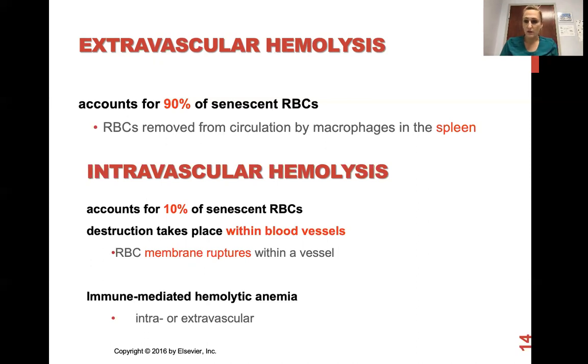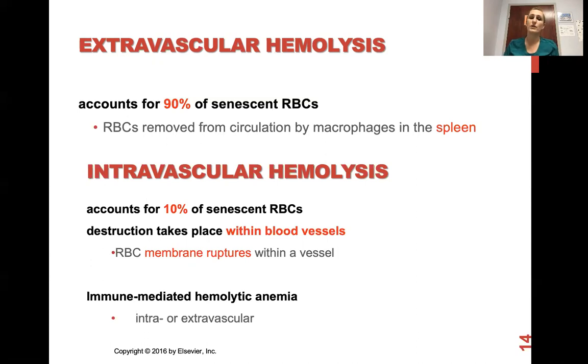Now, intravascular hemolysis, I'm going to have another slide on in just a second. But basically it's the other 10% of senescent red blood cells, old, aging, normal destruction. And that takes place within the blood vessels, not red blood cells, my bad. So the red blood cell membrane becomes weak and it ruptures within a vessel.